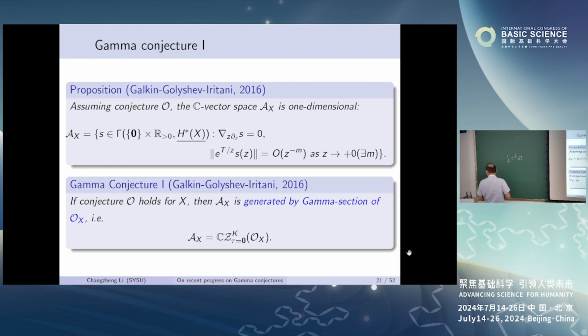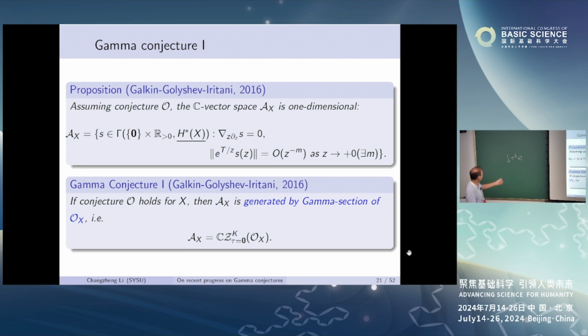Now we can see that everything here is for Fano, but historically it was like that. This kind of notion is also called central charge. It appeared for Calabi-Yau first, and then Galkin, Golyshev and Iritani proposed gamma conjectures for Fano manifolds at that time. After that, Iritani and others also studied them by coming back to Calabi-Yau, and later Calabi-Yau versions of the gamma conjectures appeared.